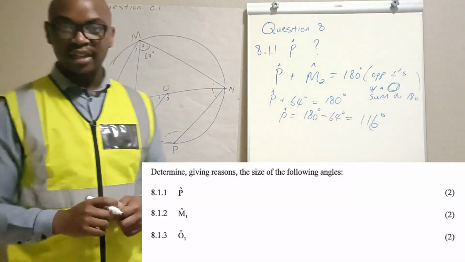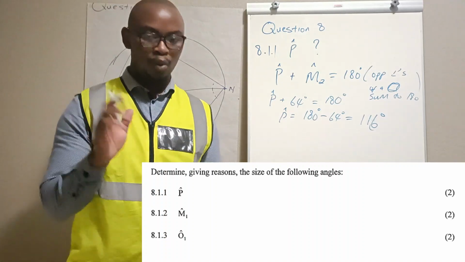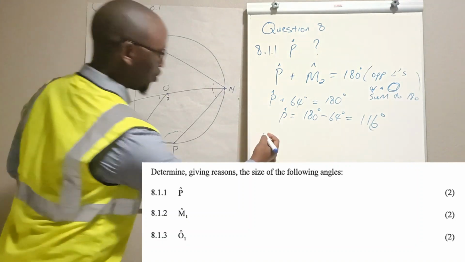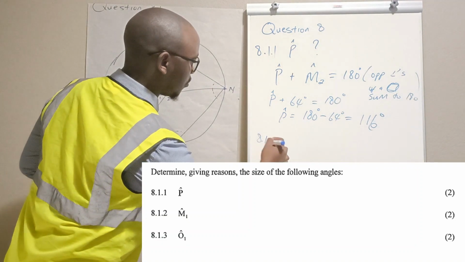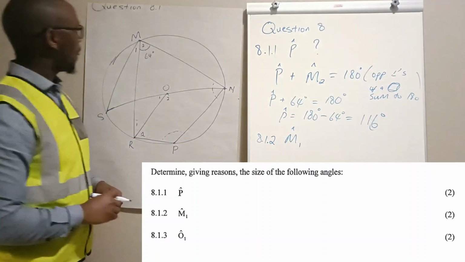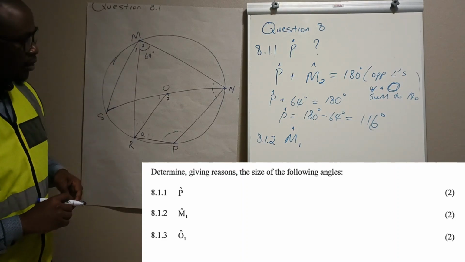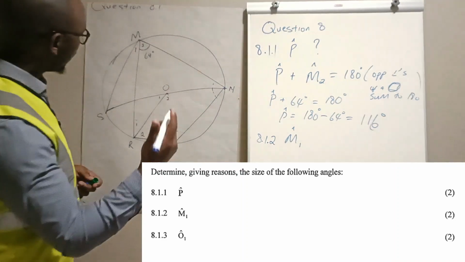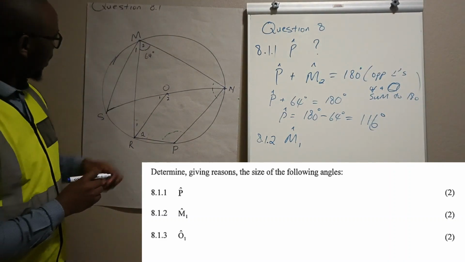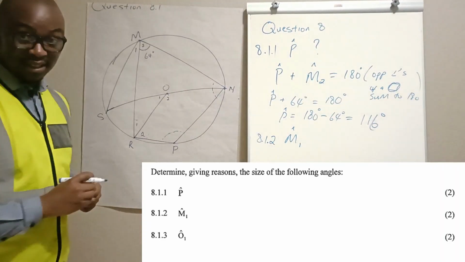All right, so the next question is asking us to calculate the value of M1. Where is M1? Here is M1. So to find the value of M1, we already have the value of M2. And does M1 fall in that cyclic quad? No, the answer is no.